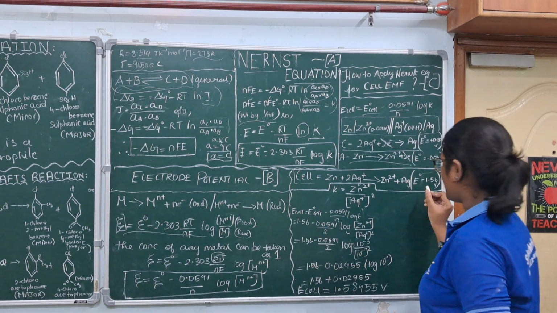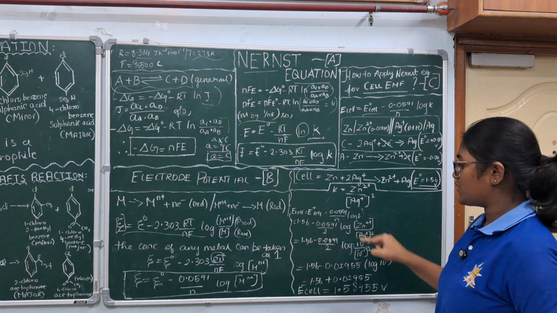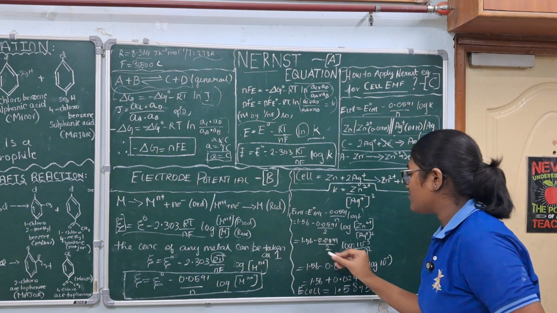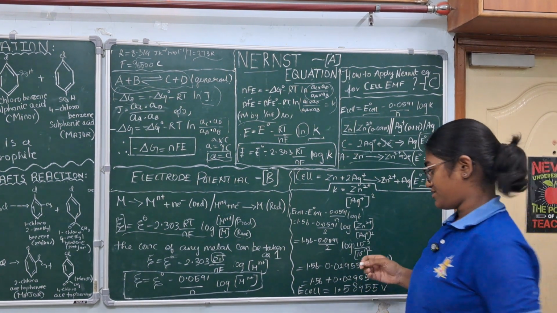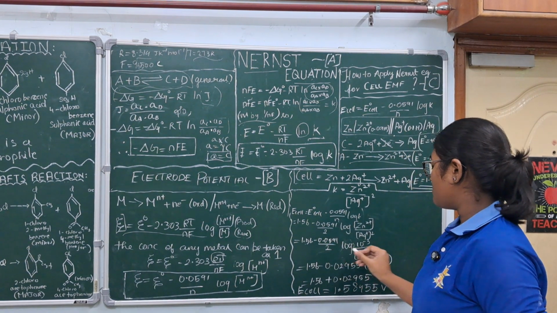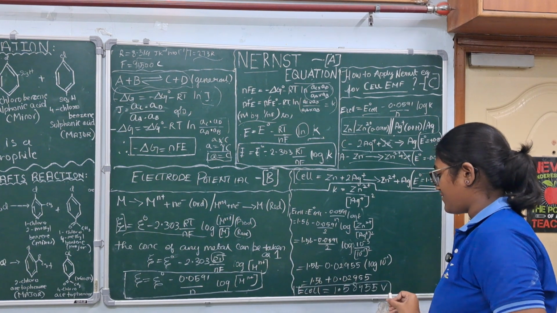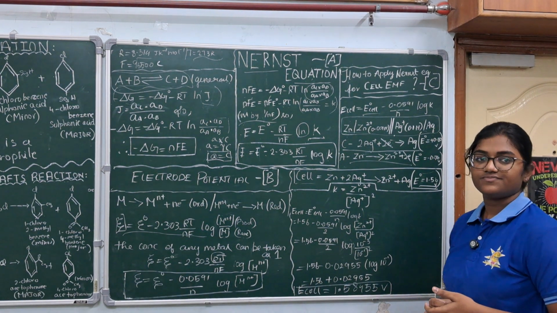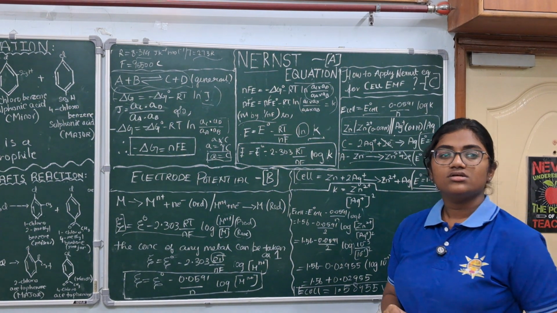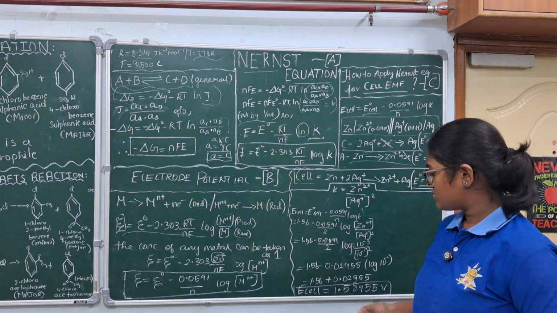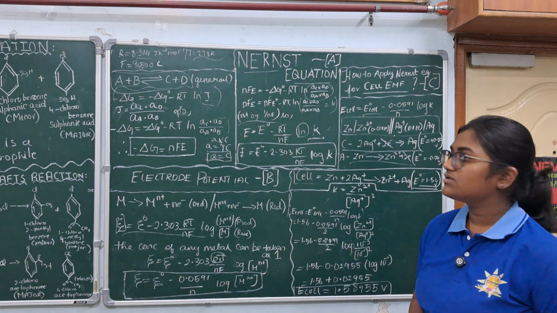E cell is equal to E naught cell minus 0.0591 by n log K, and you substitute that K value. The Ag plus concentration is squared, not multiplied. Multiplying and dividing, you obtain this value. E cell value is 1.5. That positive value indicates a spontaneous reaction, so the cell is a natural setup. If you get any negative value, you have to reverse the direction of the cell.